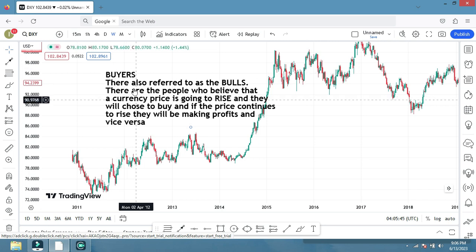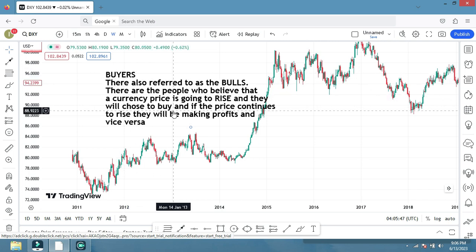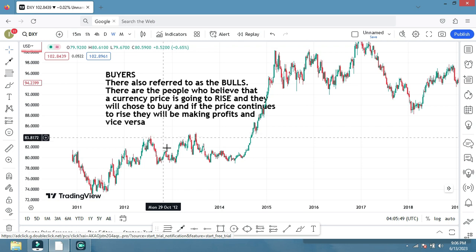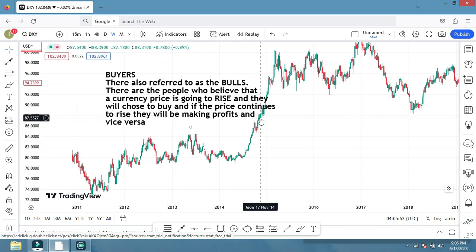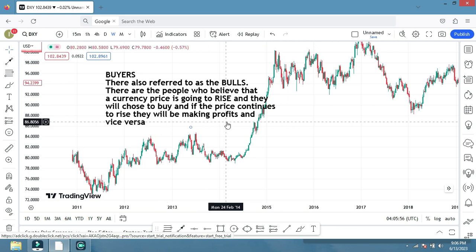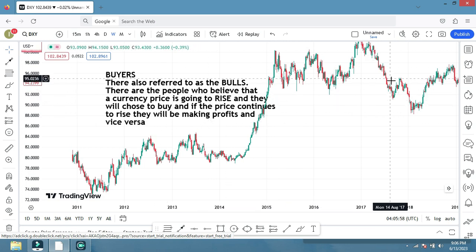Buyers, they are also referred to as the bulls. There are people who believe that the currency price is going to rise and they will choose to buy. And if the price continues to rise, they will be making profit. But if the price declines, they will lose.